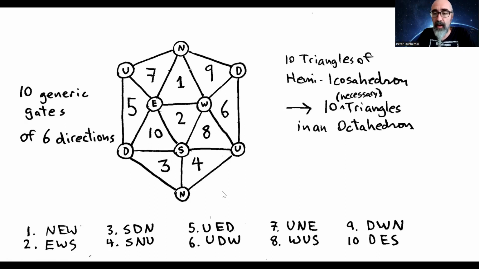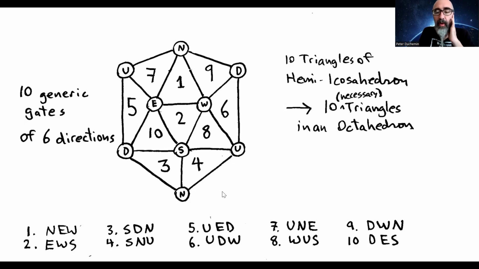So we've basically got the X, Y, Z axes picked up by these first 6 gates. Now, the last 4 are interesting because there would be 14 if you were to use all of the triangles that you could possibly derive from the octahedron.